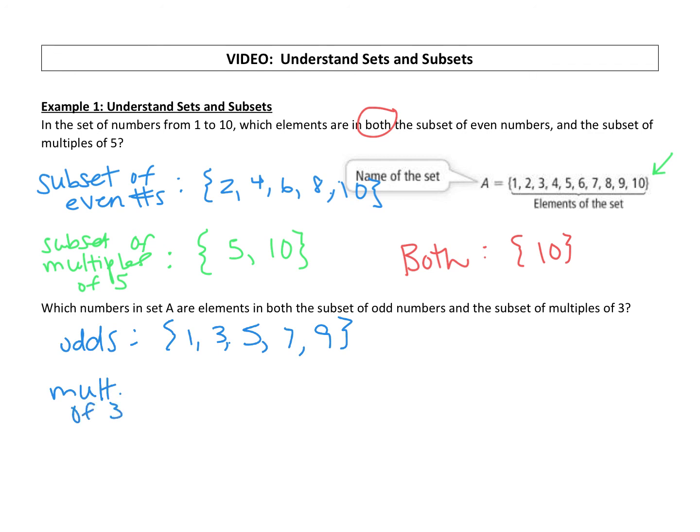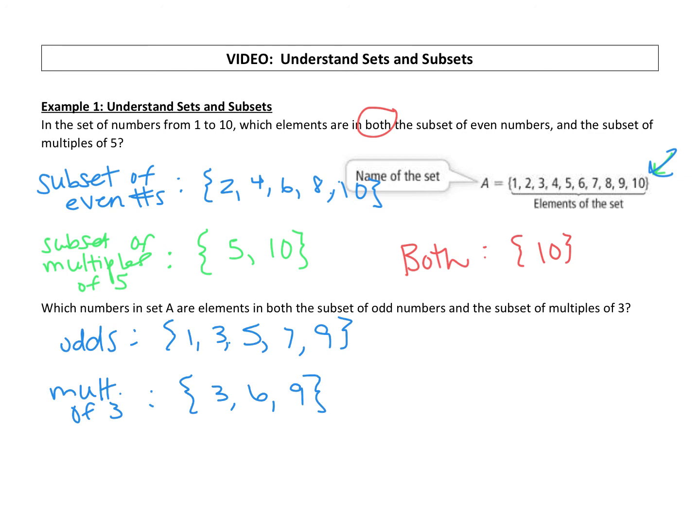Multiples of 3. Here's my bracket. So multiples of 3. 3 times 1 is 3. That's up there. 3 times 2 is 6. 3 times 3 is 9, which is in set A. 3 times 4 is 12. And again, we only went to 10. So 9 is the largest multiple of 3 that's in the set A.